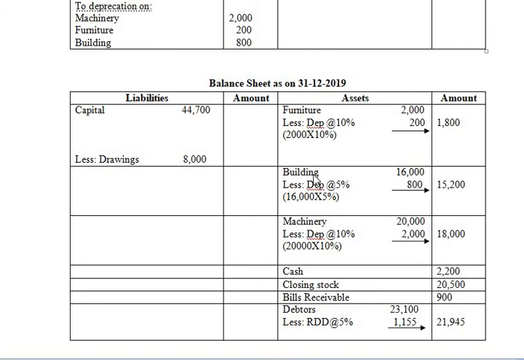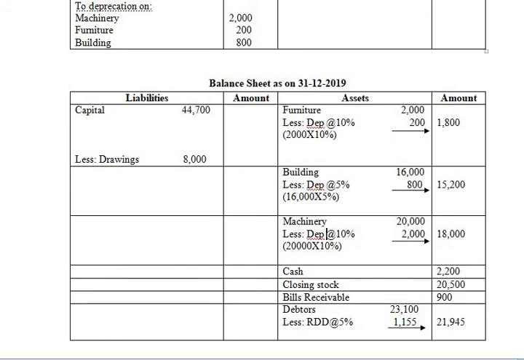Same is with the building. Building is at 5%. So on 16,000, if you take 5%, it turns to 800. So 16,000 minus 800 is 15,200. Same as in terms of machinery. Machinery amount is how much? 20,000. On this, if you give 10%, it turns to be 2,000. Outer column 18,000. So one effect of depreciation is in terms of balance sheet.